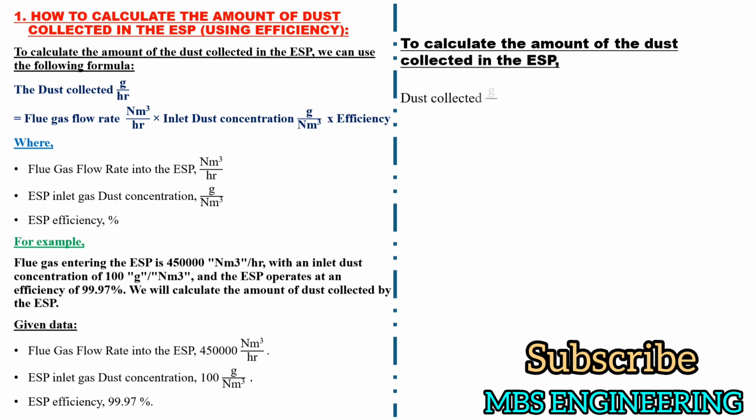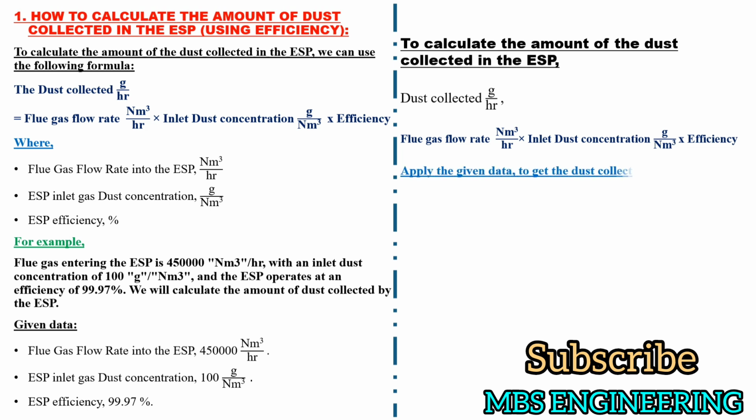The dust collected in gram per hour is equal to the flue gas flow rate, Newton meter cube per hour, multiplied by the inlet dust concentration, gram per Newton meter cube, multiplied by the ESP efficiency. Next, apply the given data to get the dust collected by ESP.